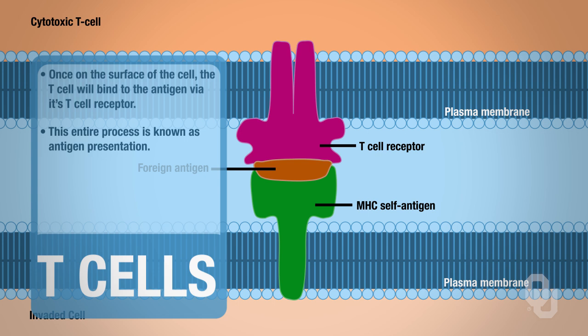So what this means is that we have a cell. This cell is called the antigen presenting cell. So it's a cell that's presenting the antigen to the T cell. And now that that happens, the T cell can bind to the antigen.